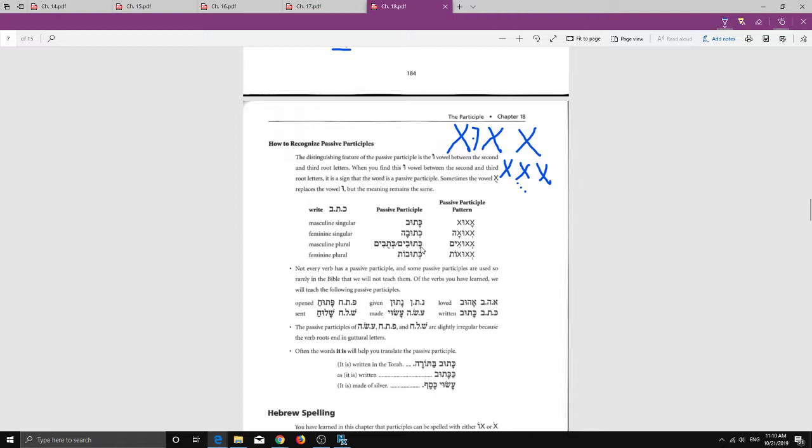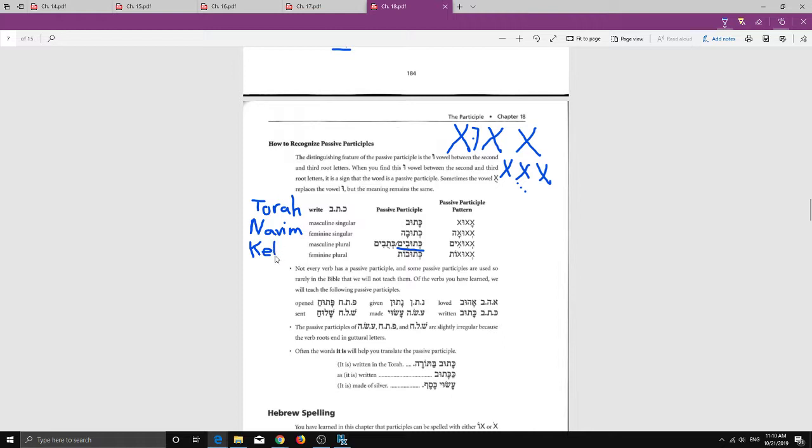katuva, katuvim, katuvot. Okay, so again, these can be verbs, adjectives, or nouns. And a good example actually is Ketuvim, the third kind of section of the Hebrew Bible. So first we have the Torah, which as you know means law. Then we have the Neviim. You should know Navi means prophet, so Neviim is prophets. And then we have the Ketuvim.